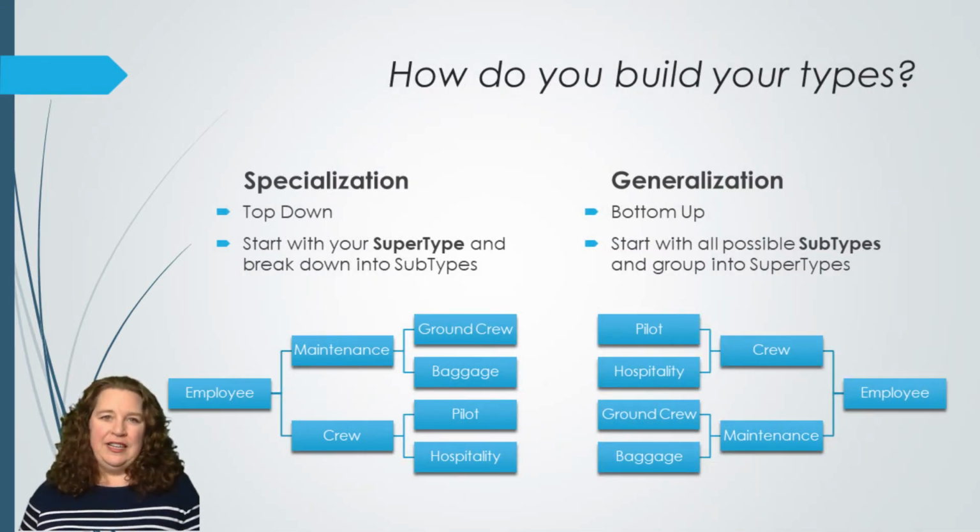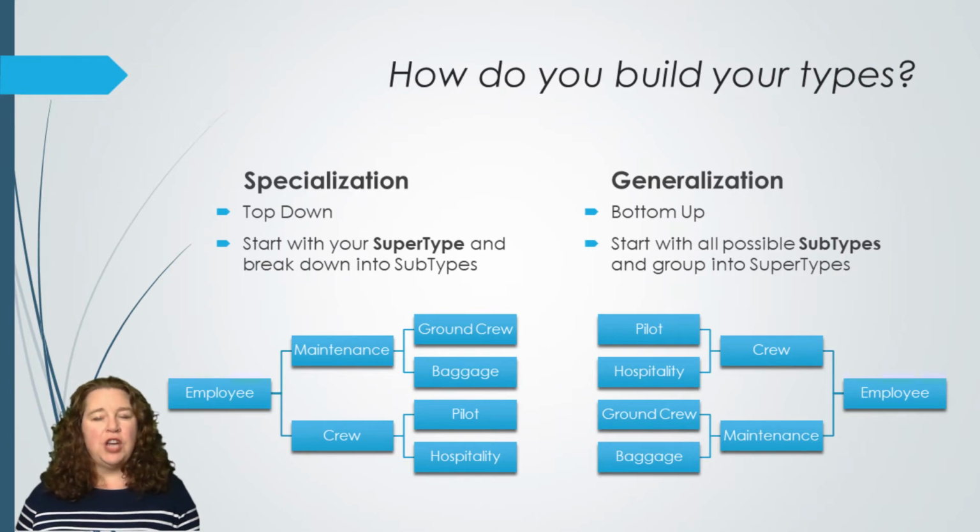The next part of this is, how did you build your types? There are 2 different ways that you can look at it. You can do it specialization, which is top down, or generalization, which is bottom up. Top down means we start with our super type, employee. How can I break my super type in? I can break it into either a crew or a maintenance for my plane.